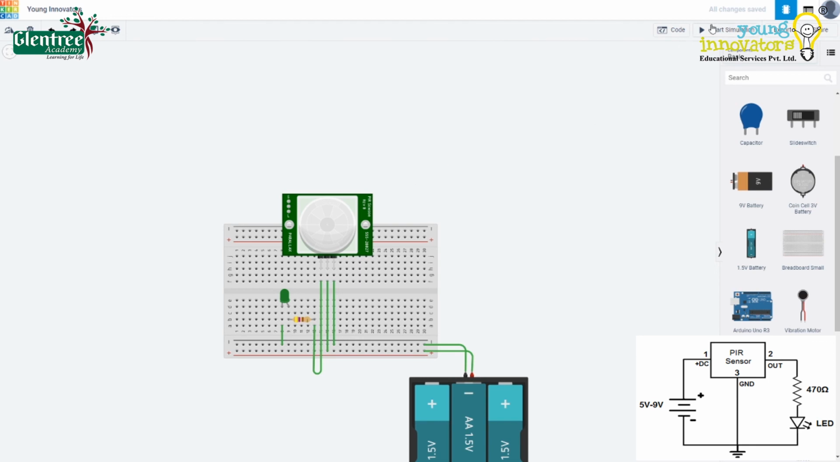Let's start simulation. The LED glows if I move the cursor within the range of the sensor, and if I keep the cursor stagnant without touching it or without moving it, then the LED will turn off. With this circuit, we understand the working of a PIR sensor and how to make the connections using a PIR sensor. Hope you all got to know the same.